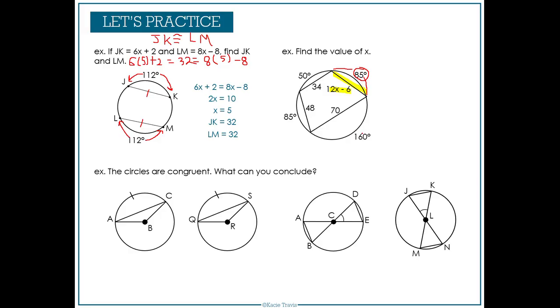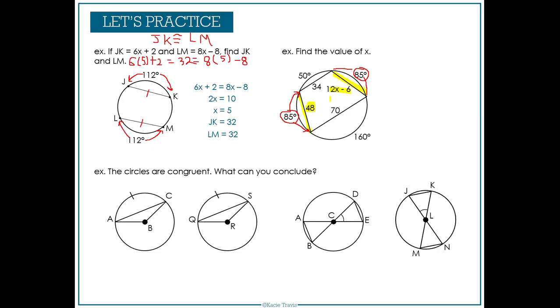So we got 160 down here. That's not 85. We got 50 here. That's definitely not 85. But we have this 85 degree right here, which comes from this arc. So if these two arcs are both 85, then that means, just like before, we have two chords that are going to be congruent. So this side here, 48, and this side here, 12x minus 6, these are both congruent arcs. So that means they are congruent chords.